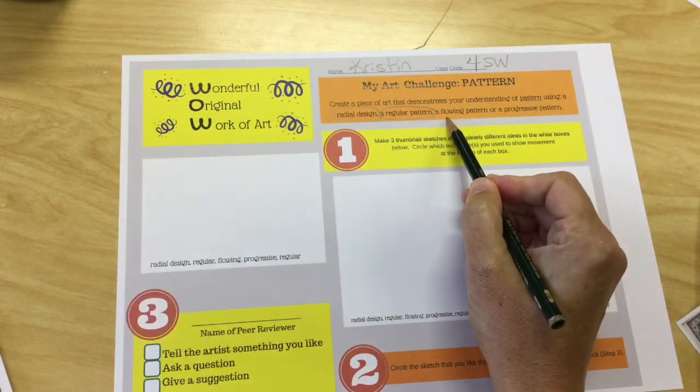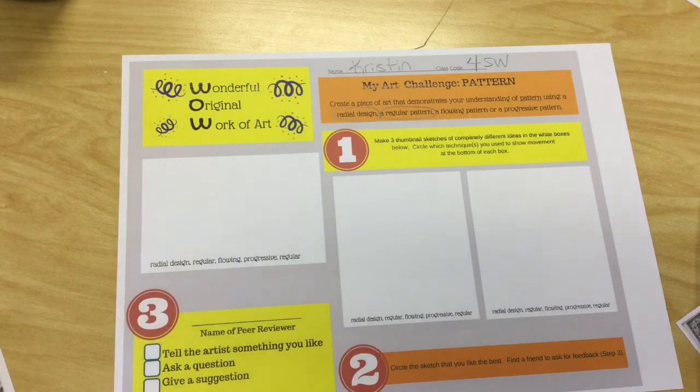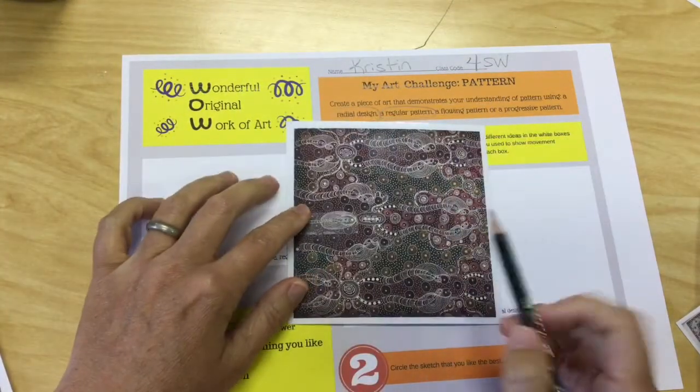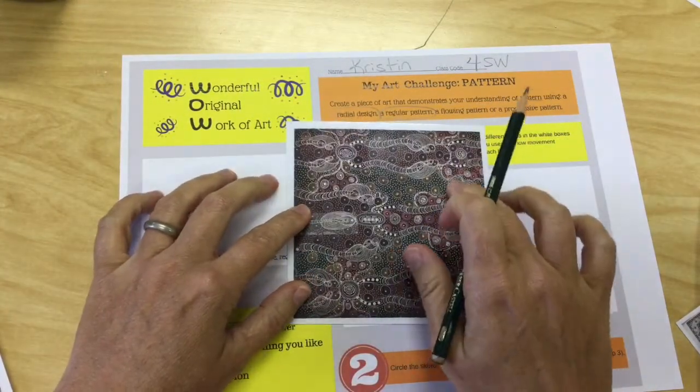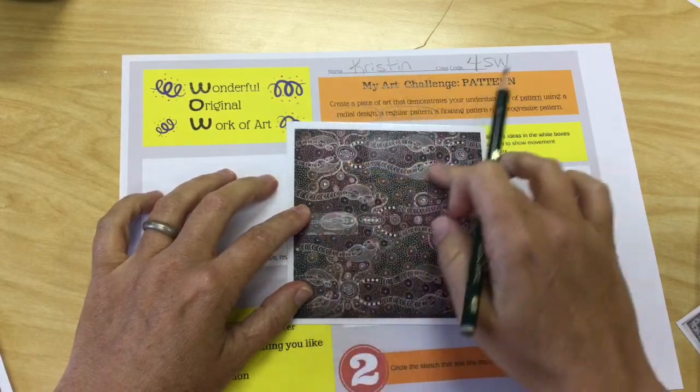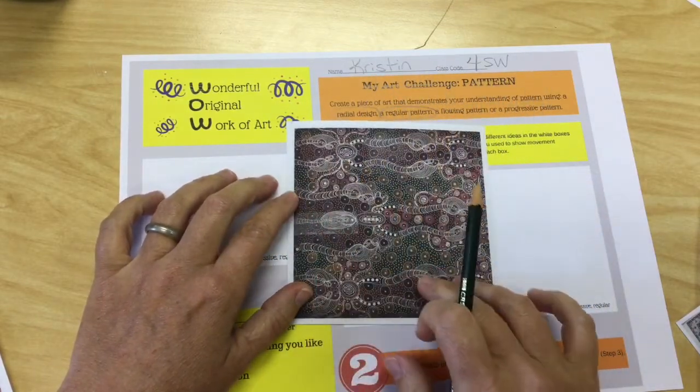We have a flowing pattern. Flowing pattern you can find in a lot of Aboriginal art like this. You've got curvy shapes and you have wavy lines here. Pretty cool.